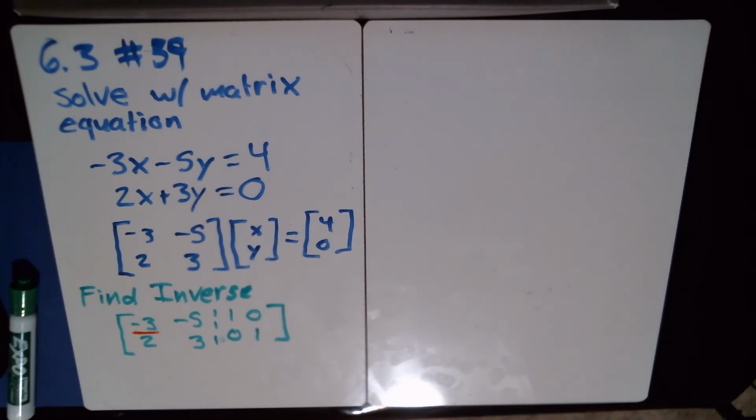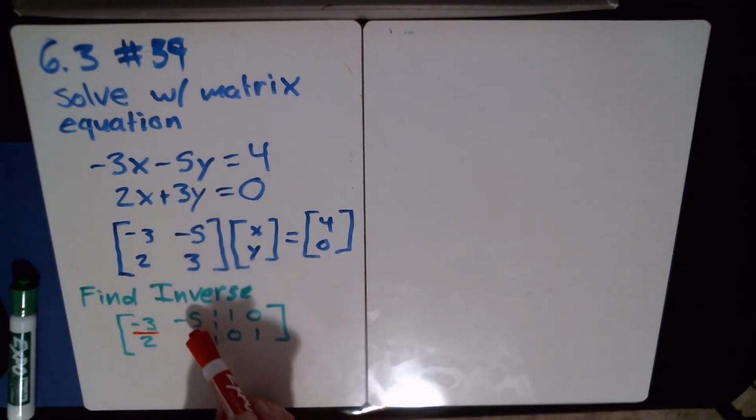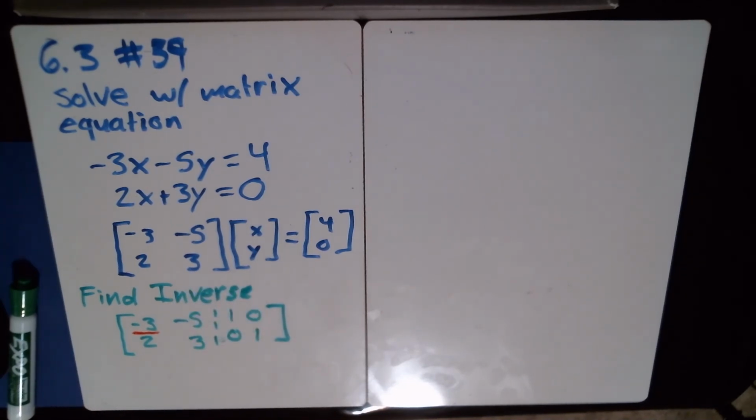Probably the simplest way, well, maybe not the simplest, but the most apparent way is to divide this by -3 to get rid of this so that I would just get 1. If I divided this whole row by -3, it would give me a 1 here. But if I did that, I would start getting fractions, right? And that's perfectly fine. It just gets a little messy to do.